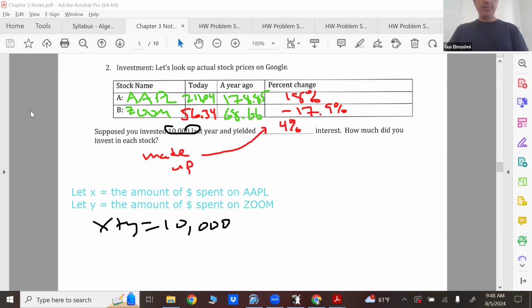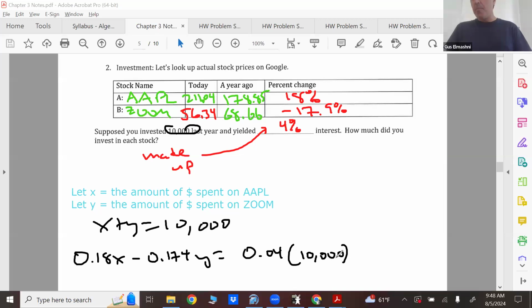Okay, the percentage. You yielded 4%. So it means you made some money, right? What you do is you put the percentages next to each of these. 0.18x minus 0.179y because it's negative, or 0.174y, sorry, equals 0.04 times 10,000. Because you made some money. Actually, you made 400 bucks, I think.